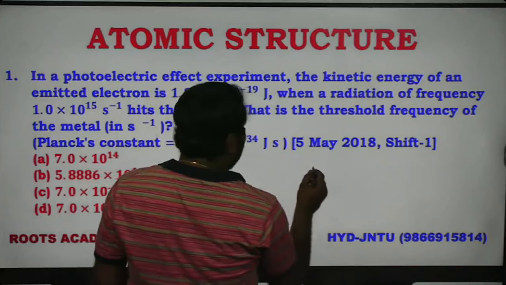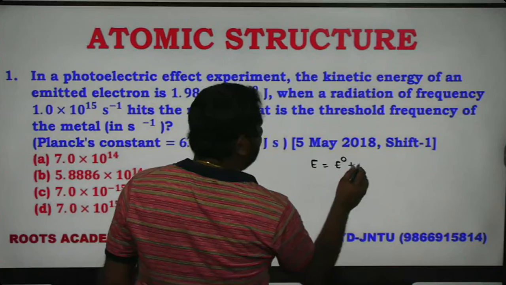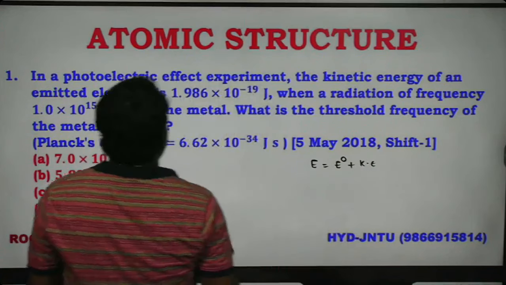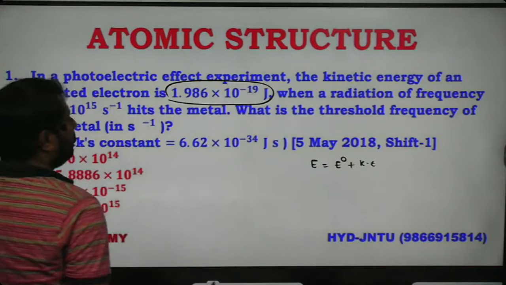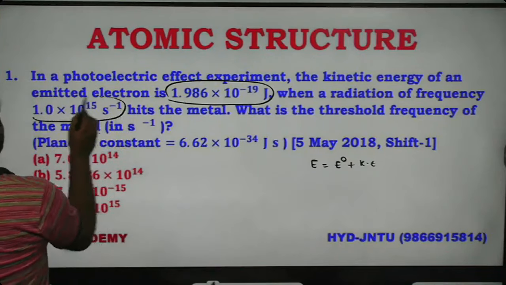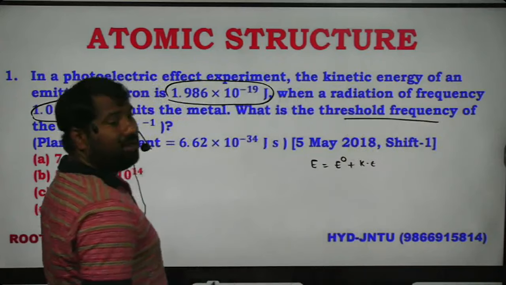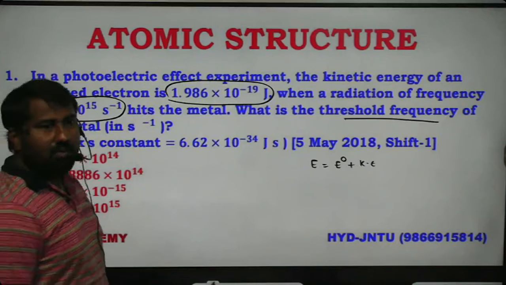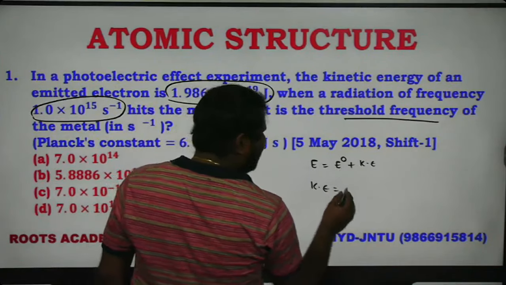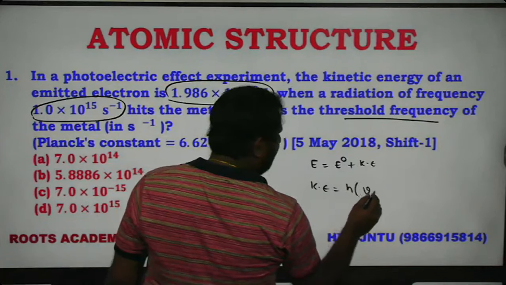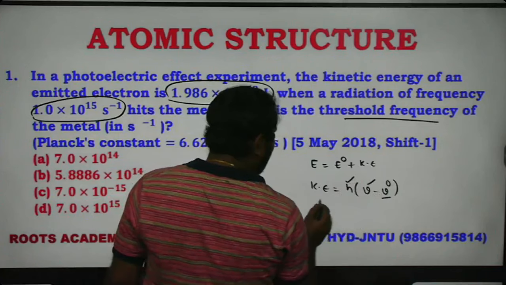Photoelectric effect. What is the thing we gave? E equal to E naught plus KE, kinetic energy. He gave the kinetic energy. This is kinetic energy in joules given. When the radiation of frequency is given, now he is asking threshold frequency. That means the energy can be written in frequency terms. So that you can write kinetic energy equal to E minus E naught, that we can write h into nu minus nu naught. He is asking nu naught. We have h value, nu value, kinetic energy.